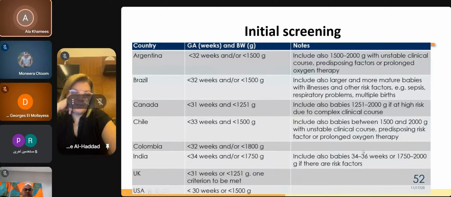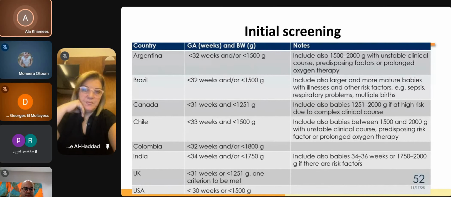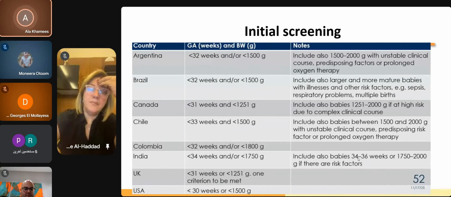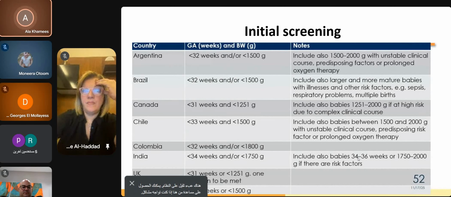In India, for example, they screen bigger and older babies for ROP. So going back to the importance of the register study and the development of national cohorts to adjust the screening protocols and treatment protocols to the patient's need and population needs.